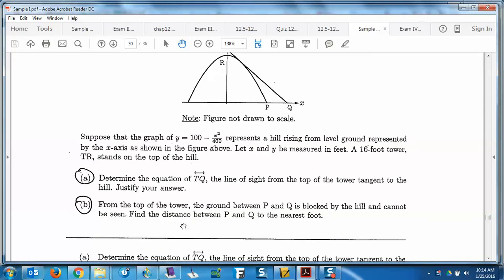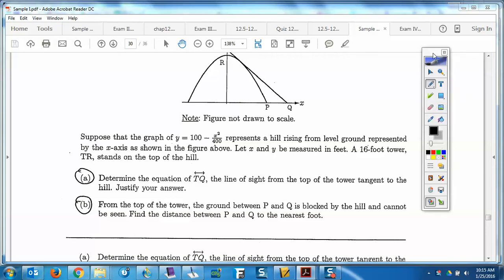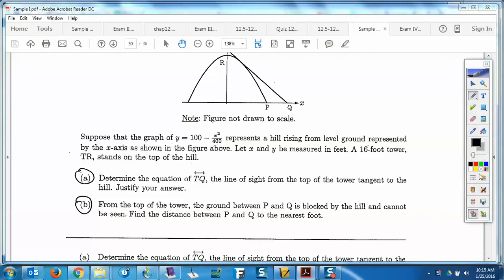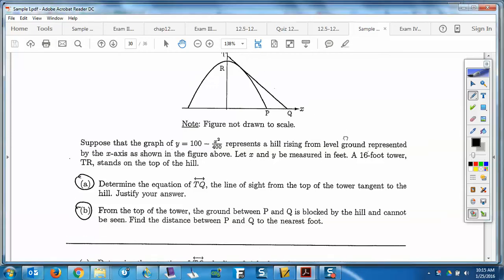Now you said part B? Both of them. Okay. All right. Because really, once you have part A, then part B I think is pretty easy, right? But without part A, I don't think you can get part B. So they want the equation of this line right here.